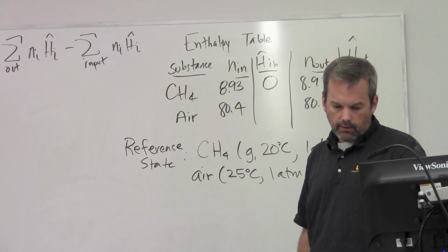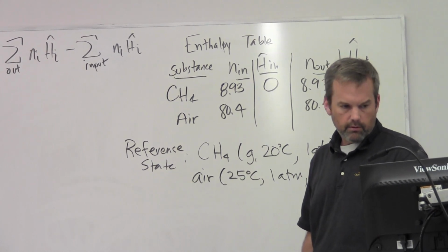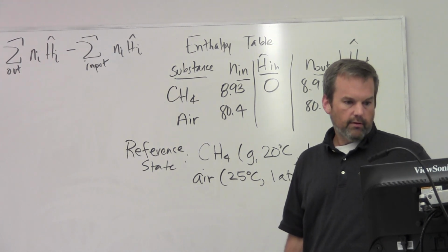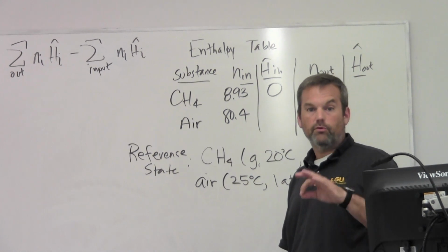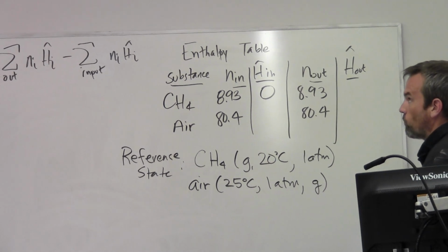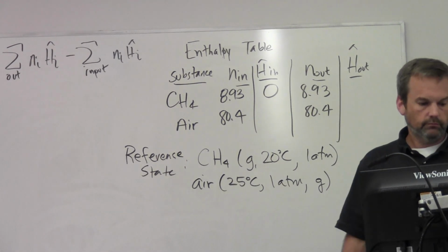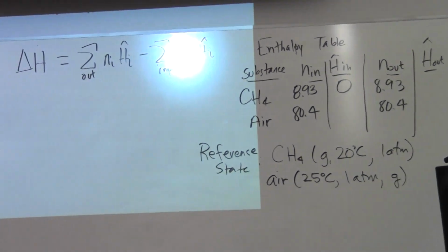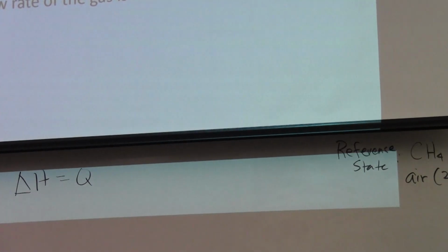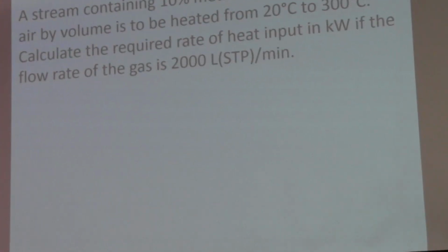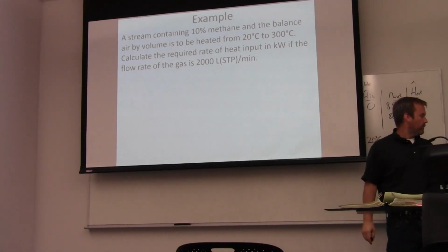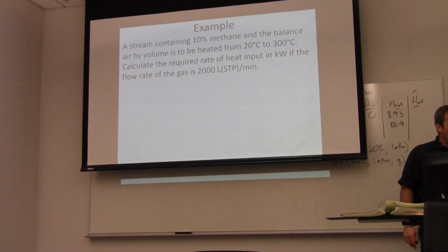Hold on. Now that's funny. The problem I showed you guys on the screen is not actually the one we're solving. All right, sorry about that. Let me put the screen down real quick to remind you what problem we're solving. All right, my apologies. This is actually the problem we're solving, right? 10% methane and the balance air heated from 20 to 300. Sorry about that. This is the problem we're starting with. All right, now let's get back to it.